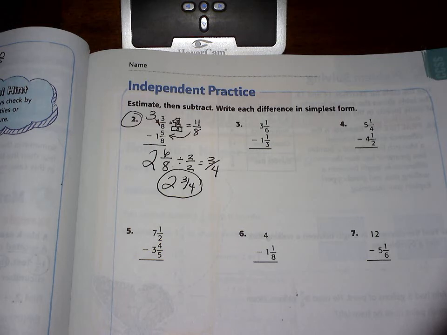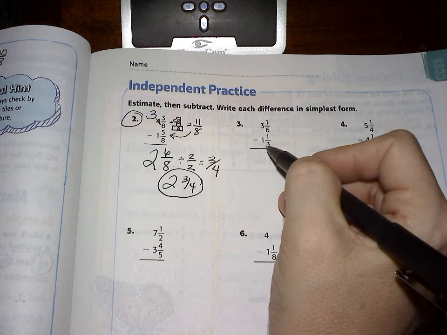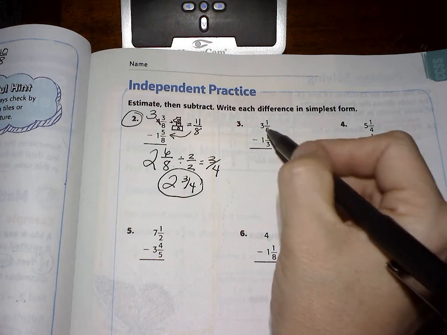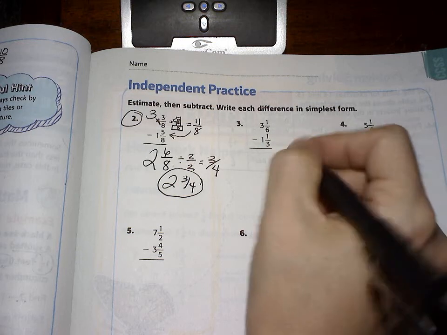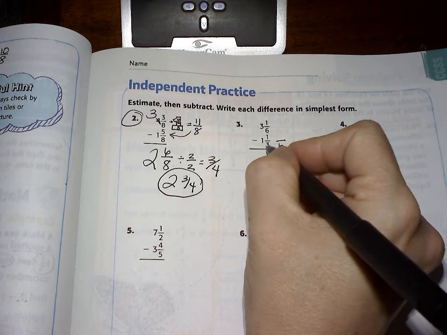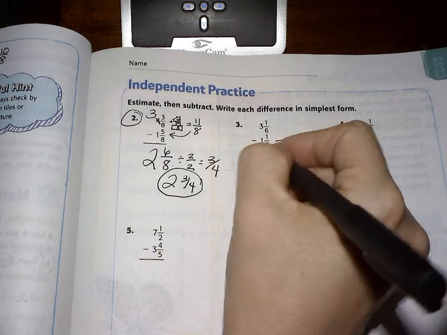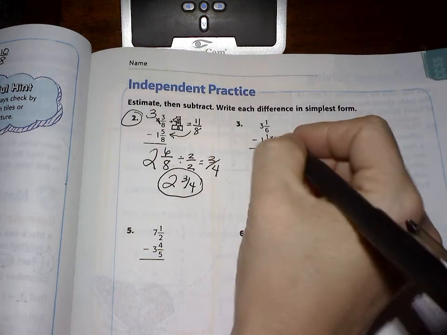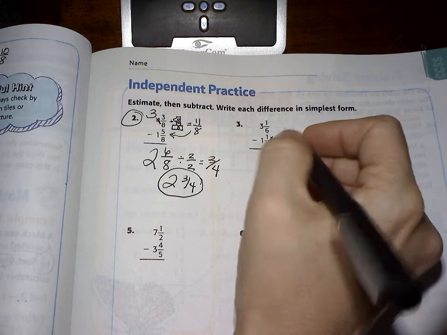Okay, let's take a look at number 3. We have 3 1/6 minus 1 1/3. First step, I've got to get common denominators. So I've got 6 and 3. 3 can go into 6, so I can go up to 6. So let's change this denominator to 6. 3 times what gives me 6? 3 times 2. Do the same thing to the top that I did to the bottom. 1 times 2 is 2.